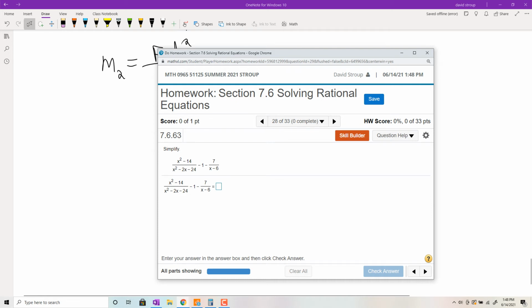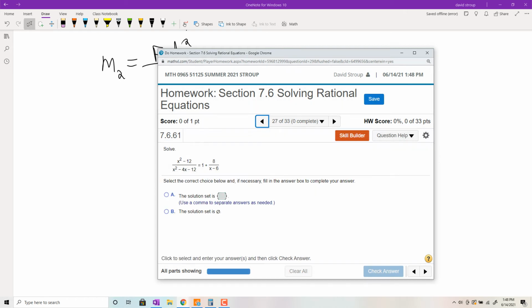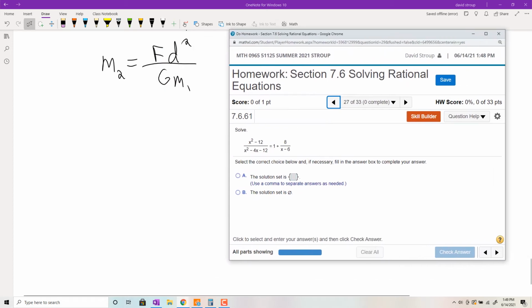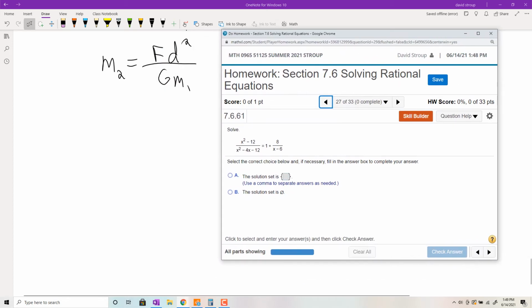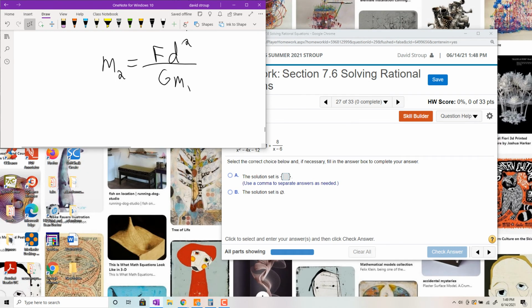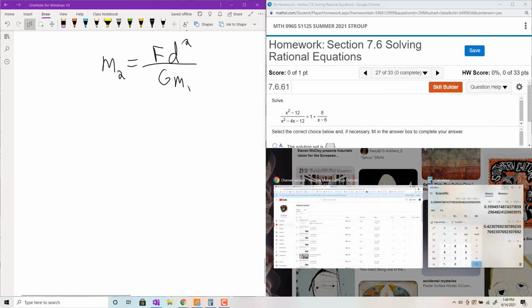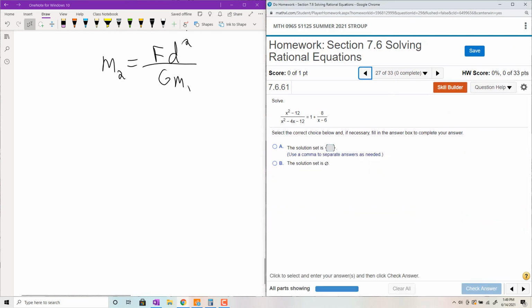I don't know why this problem is in MyMathLab. I just wanted to make sure you know. It's a simplify. I don't know why they're making you do this. This is like a 7.4 problem. I don't know why it's in here. I need to get rid of it, but it's in there. So just be aware. Sure, let's try this one. Okay. So we'll do like 27 to 33. But I'm going to skip that one. You have to do it, but I don't. Okay, sorry. It'll give you a good review.